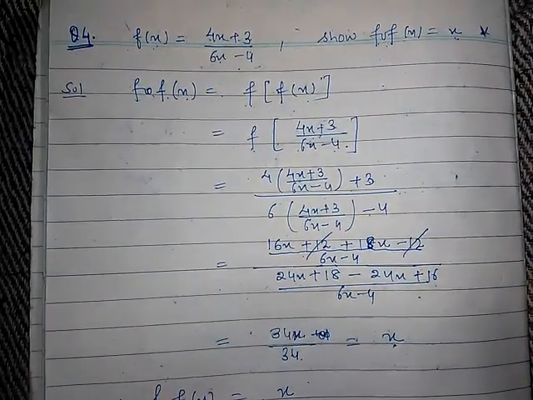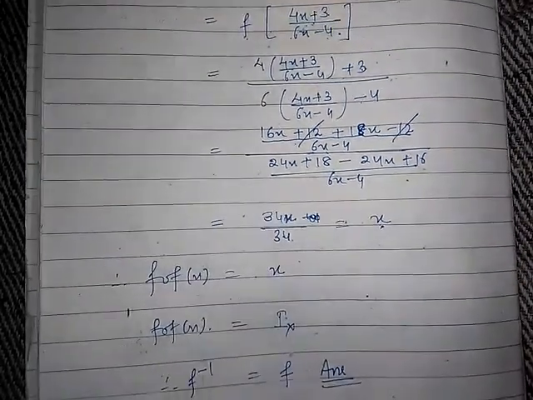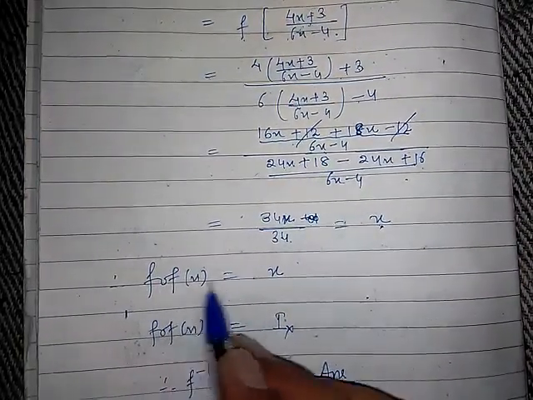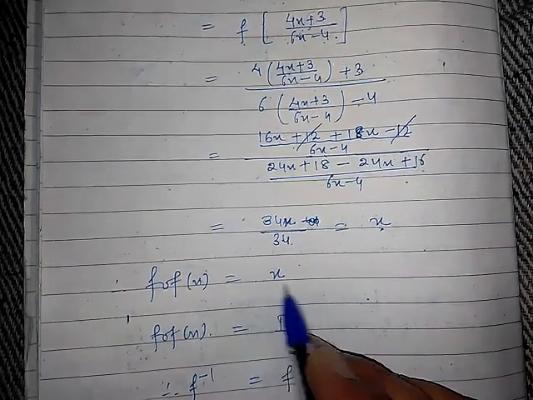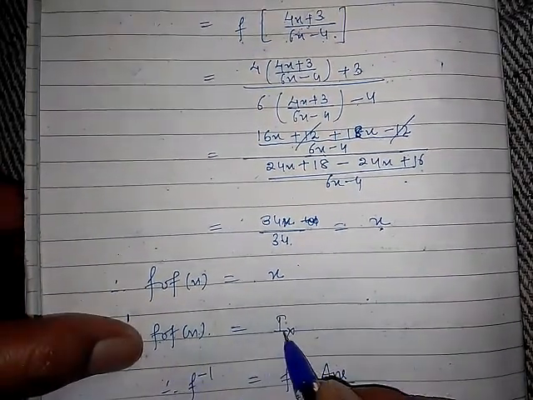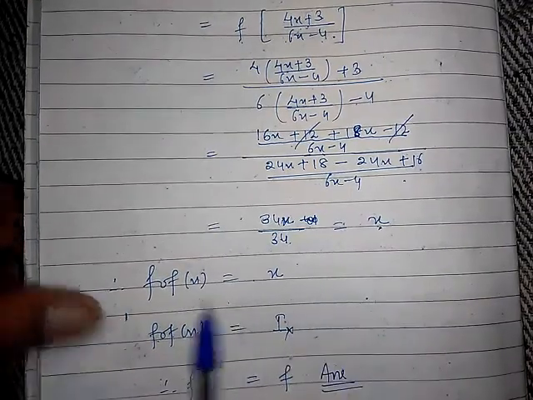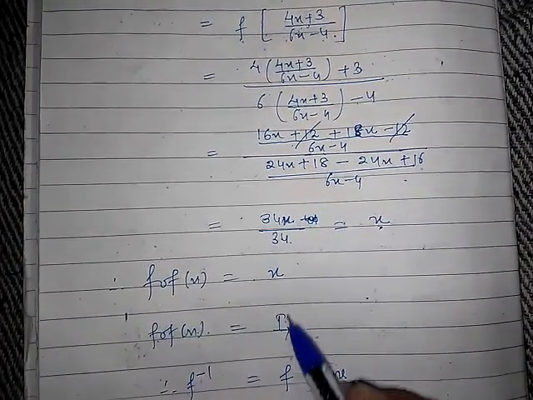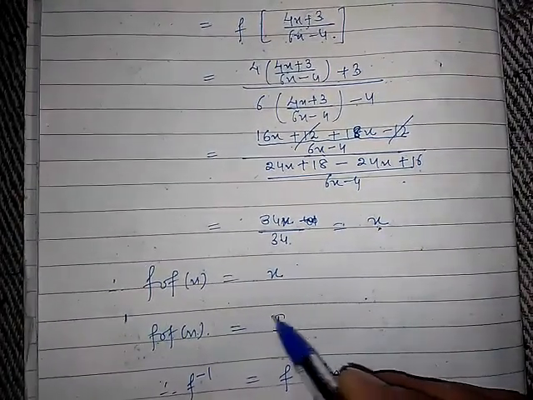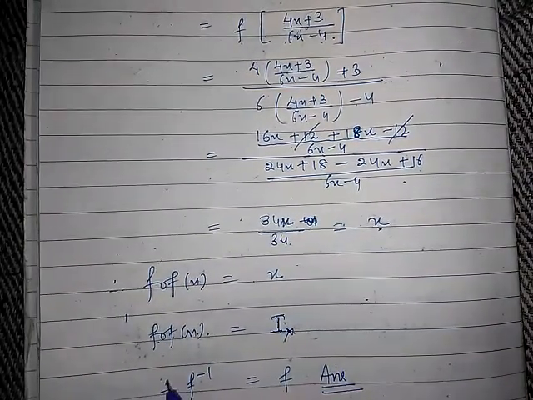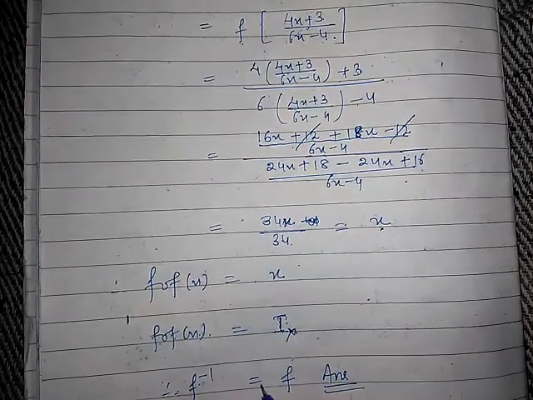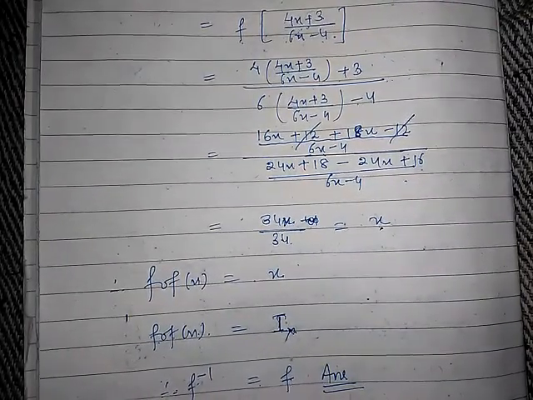Clear? Now what we have got, so therefore we have got f of f is equal to x. So we have proved the question. So f of f is equal to what? Ix. So Ix, that is the identity function in x. Clear? So therefore f inverse of f is equal to f.